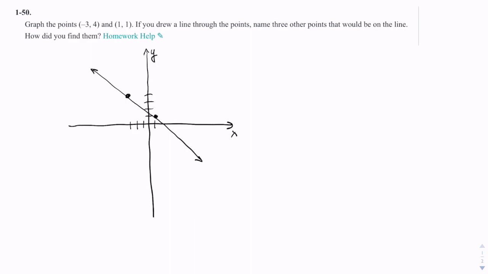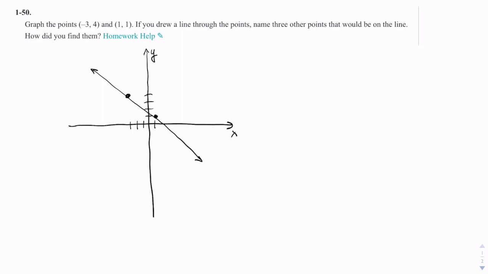Now it says name 3 other points that you could find on this line, right? Now, on graph paper, you would be able to see where points line up. Now, if you can't, then you're going to be forced, and this is pretty early on in the course, but I'm going to show you how to do it anyway. We could actually find the equation of the line.